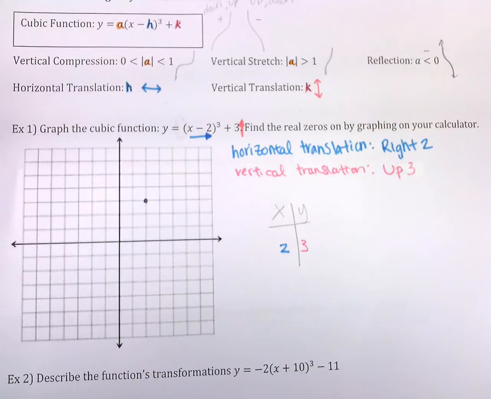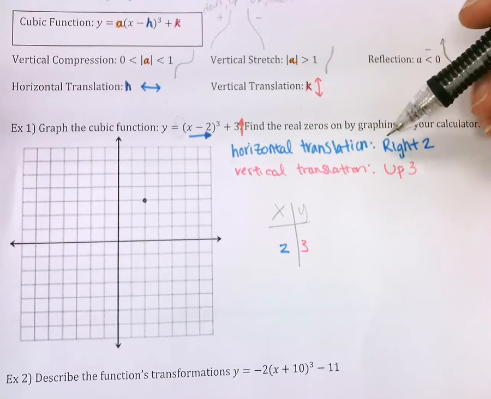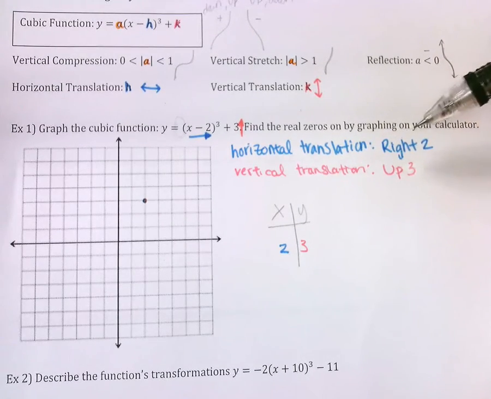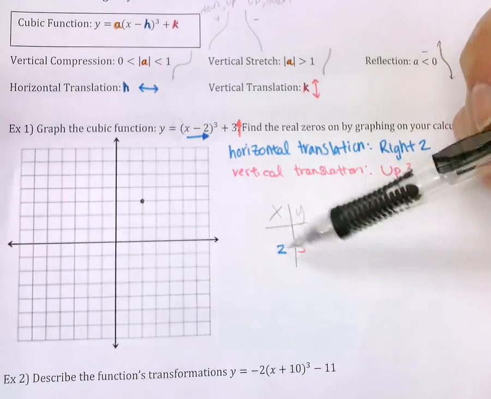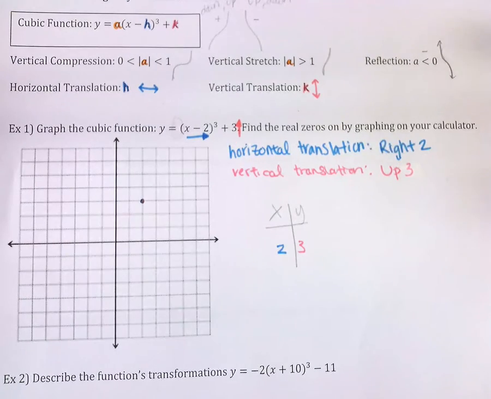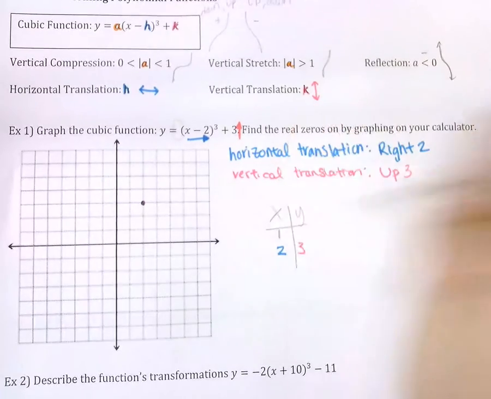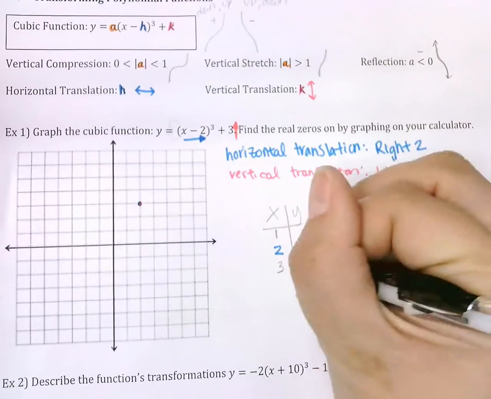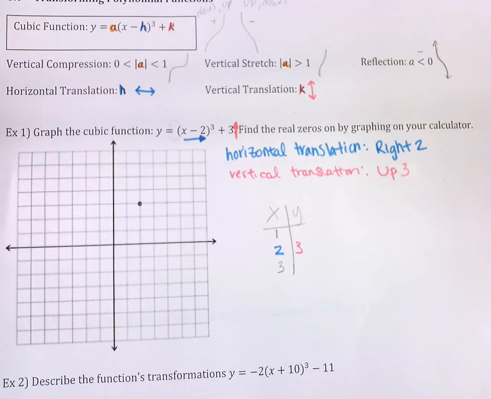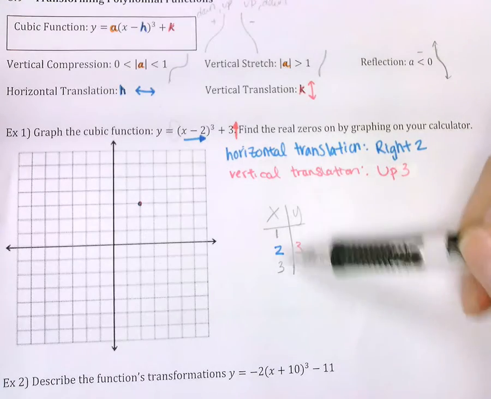So that's what we do with parabolas. We start with the vertex and then we pick points near the vertex. So that's what we're doing here. We're starting with the vertical and horizontal translation as a point, and then we're going to pick numbers close to this for the rest of our points. So pick one number below and one number above. And cubics aren't symmetric like parabolas, where if you plug in 1, you're going to get the same thing as 3.